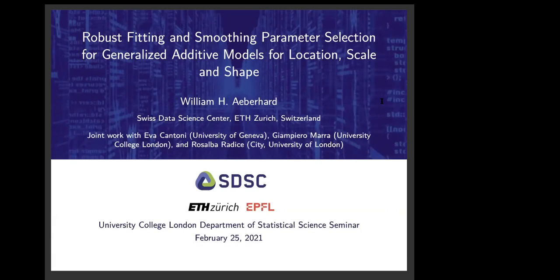So you see the title of my talk here. I will be talking today about robust fitting and smoothing parameter selection for the class of generalized additive models for location, scale, and shape. So it's a mouthful. I will be referring to that class as GAMLSS. That's the official acronym here.